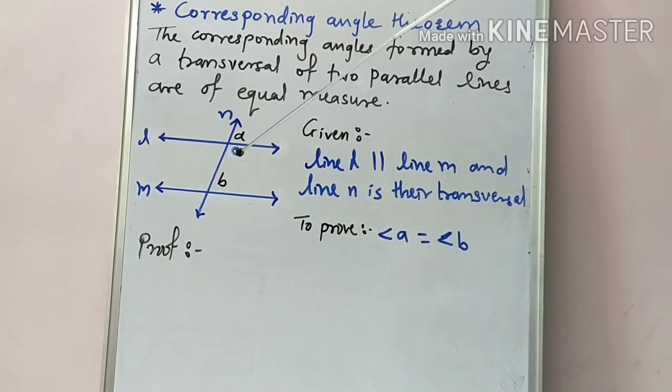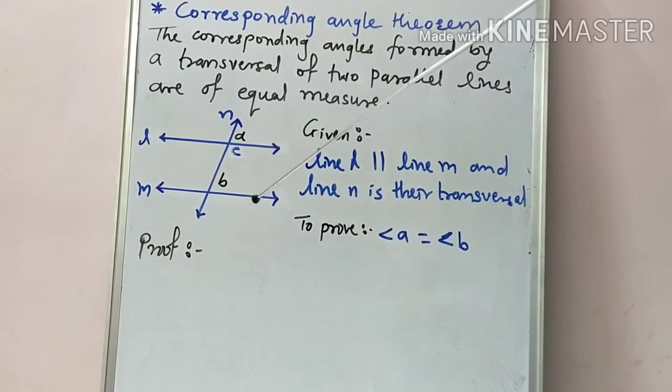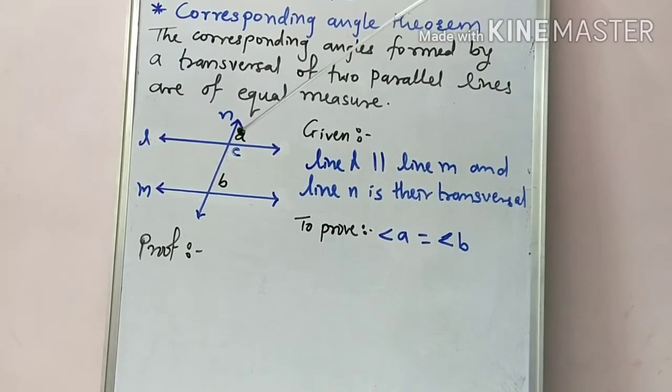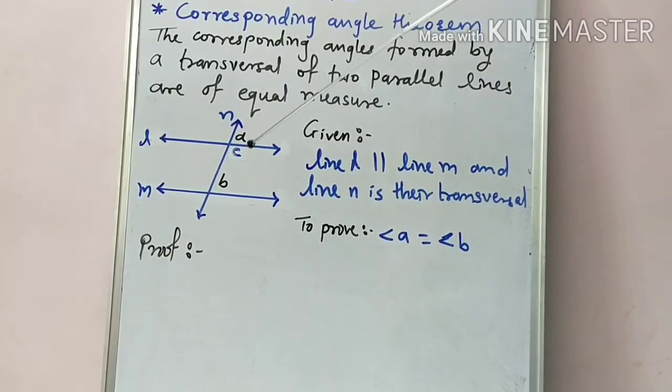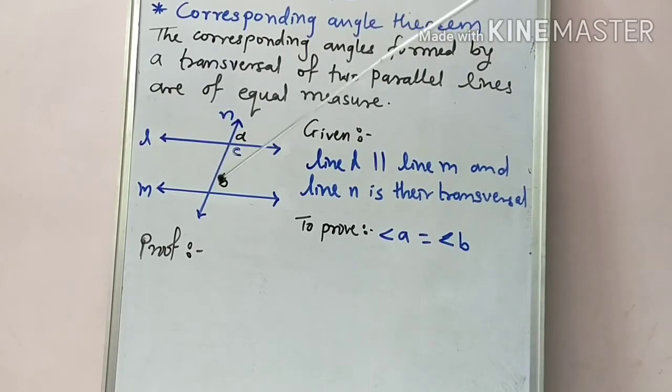So here I name that angle as angle C, which is interior to angle B. But that same angle C is a linear pair with angle A, so we use these two properties: that linear angles are supplementary, and if lines are parallel, then interior angles are also supplementary.